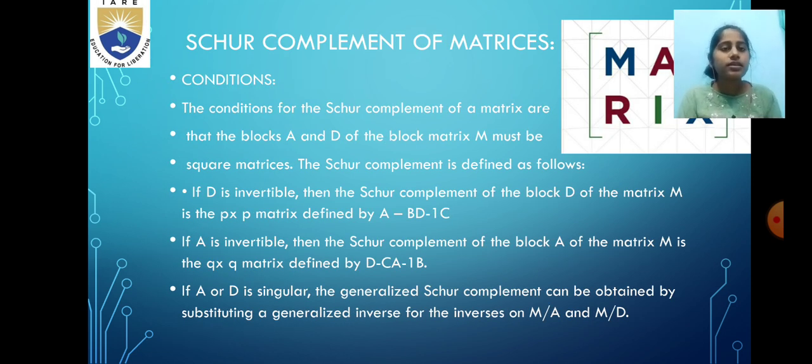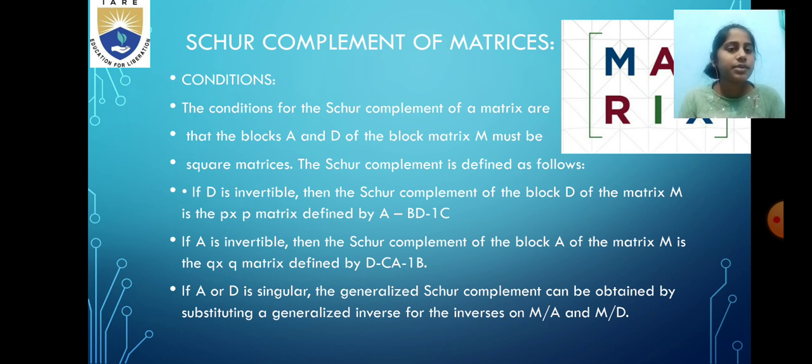Now let's start to discuss the conditions of Schur complement. Conditions for the Schur complement of a matrix are that the blocks A and D of the block matrix M must be square matrices. The Schur complement is defined as follows. If D is invertible, then the Schur complement of D of the matrix M is the p by p matrix defined by A minus B D inverse C.